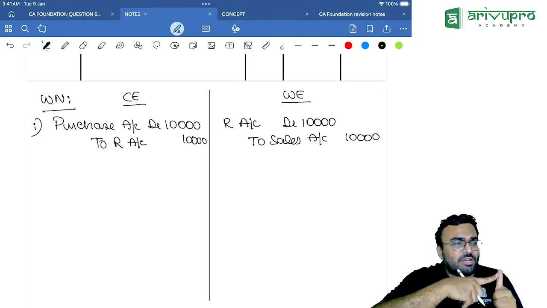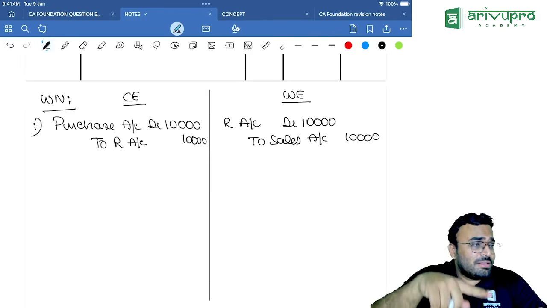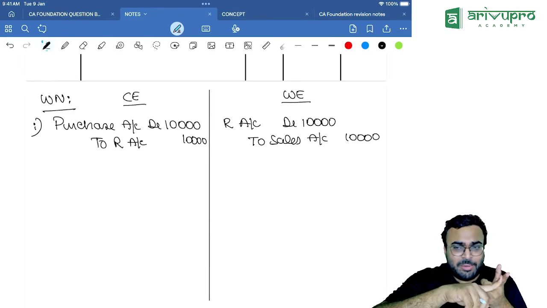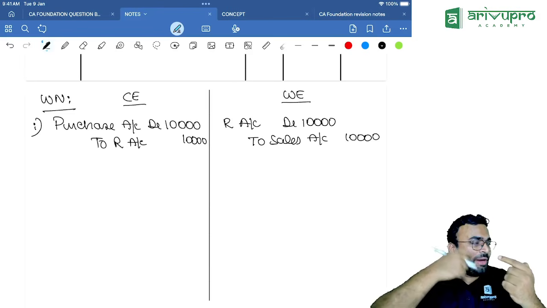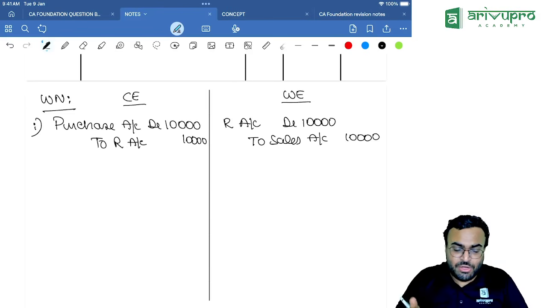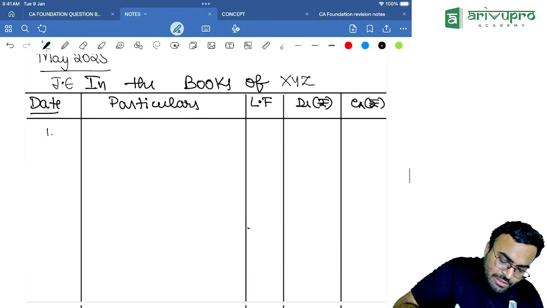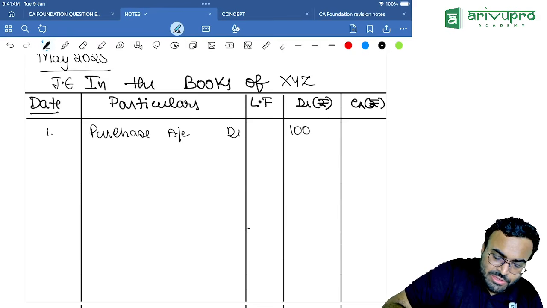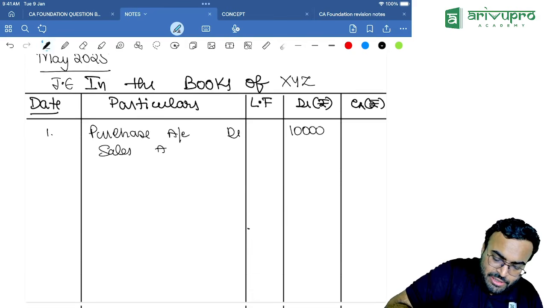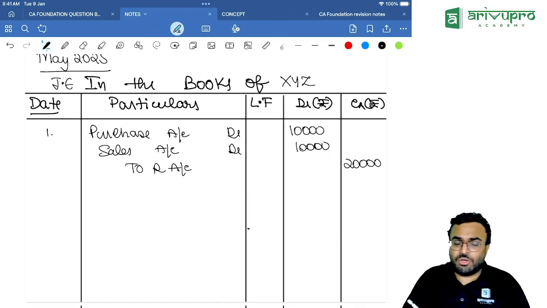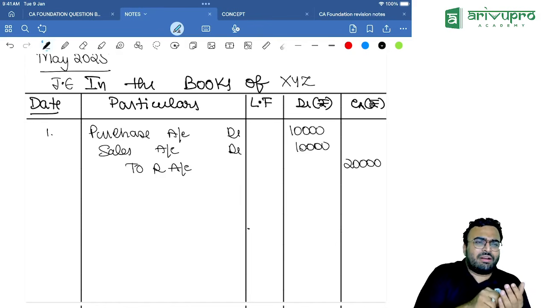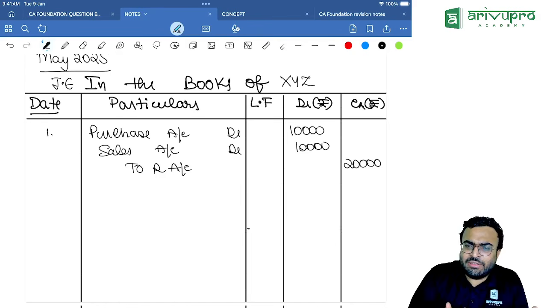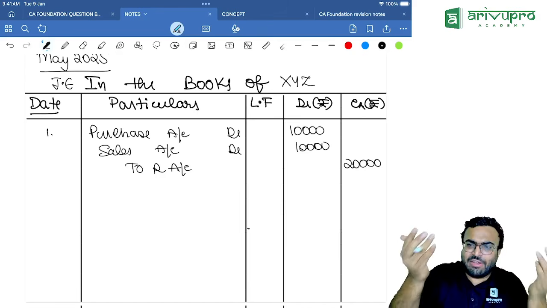Now, what should be the rectification entry? Purchase account has to be debited because it is not debited. Then, sales we have to remove, so sales account also will be debited. Then, to R will be double effect. Why double effect? Because instead of credit, they have done debit. So you will write: purchase account debited 10,000, sales account debited 10,000, to R account 20,000. Over here, we didn't have the need of suspense. Clear? Till now, we didn't have a need to see whether we need suspense or not.